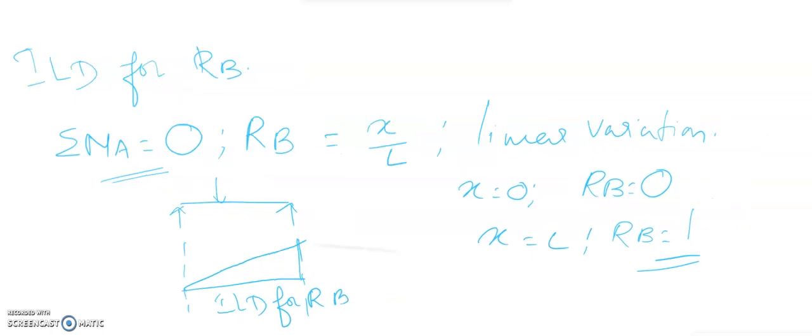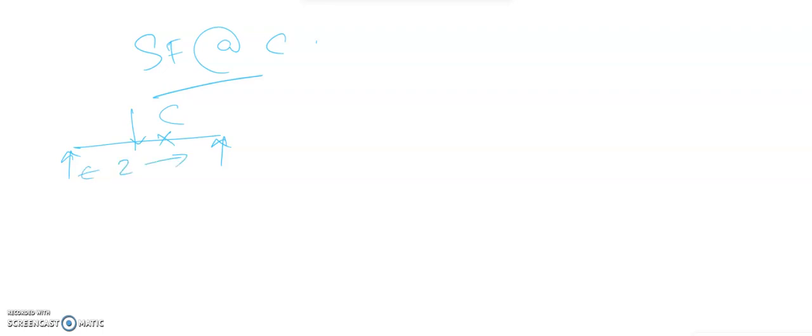Next, what you're going to see is shear force, right? Next, we need to go for shear force at C. ILD for shear force at C. Now, just draw the beam. Then you have a section C. Then you have this distance Z, this distance X, and you have 1 kilonewton. Okay, this is your A and B.